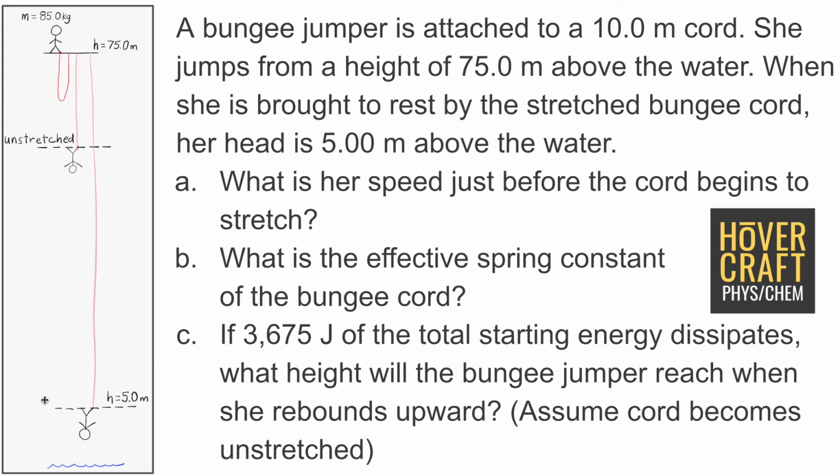In the last part of this problem, we'll assume 3,675 joules of energy is dissipated through the course of the jump. Because of that, we wouldn't expect the bungee jumper to snap back to the original height. Using this dissipated energy total, we'll determine just how high the bungee jumper will reach when she rebounds back.